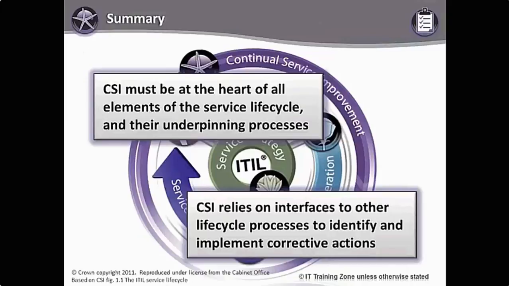So, from what we've studied in this lesson, we can draw two conclusions. Firstly, continual service improvement is at the heart of all elements of the service lifecycle and underpinning processes, and must be part of our culture and objectives. Secondly, continual service improvement relies on interfaces to other service lifecycle processes to be efficient and effective in monitoring, measuring, and identifying improvement opportunities, as well as implementing corrective actions.